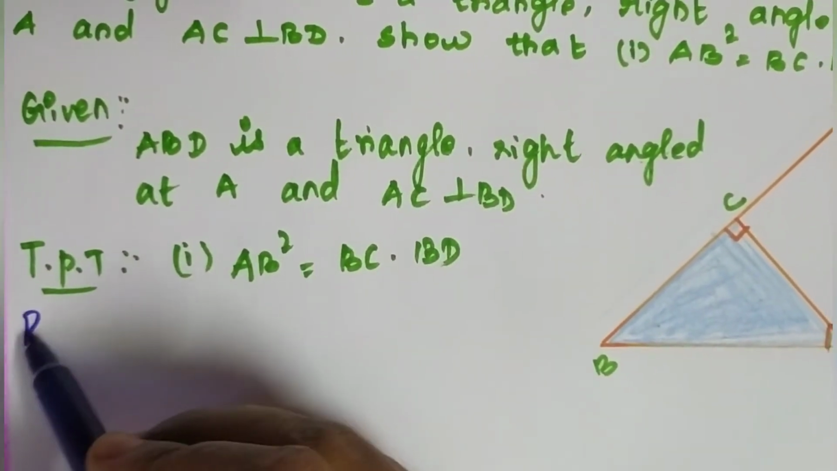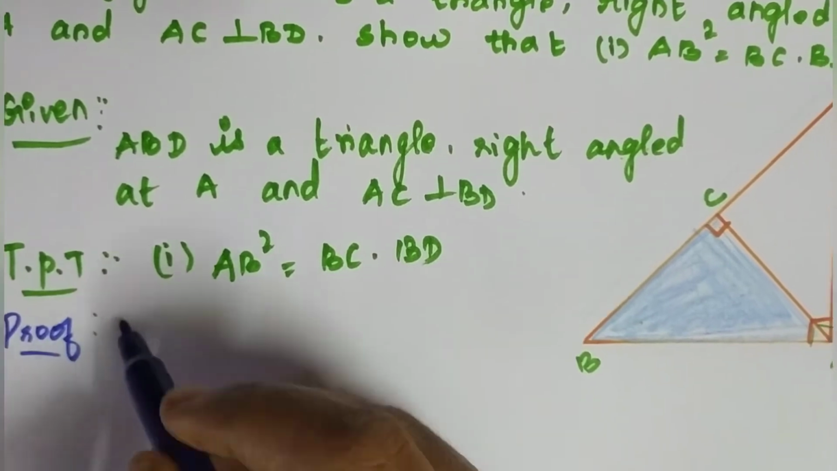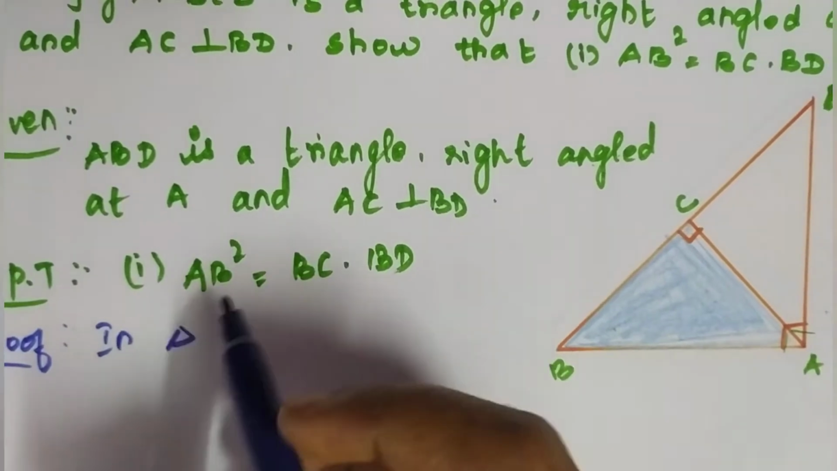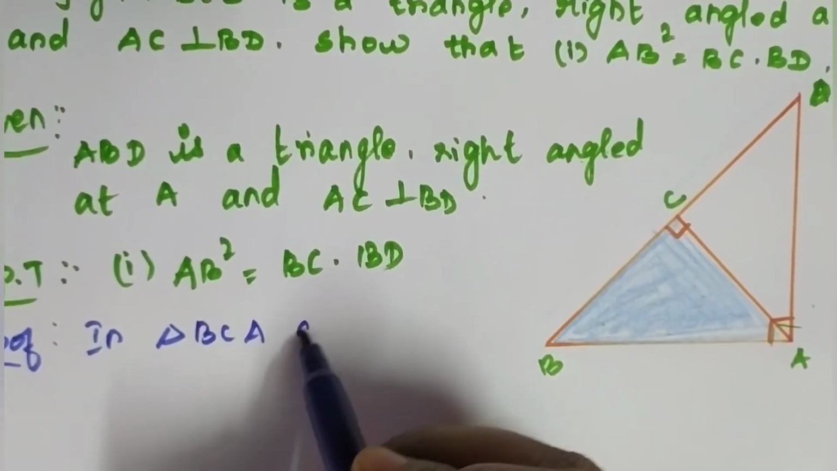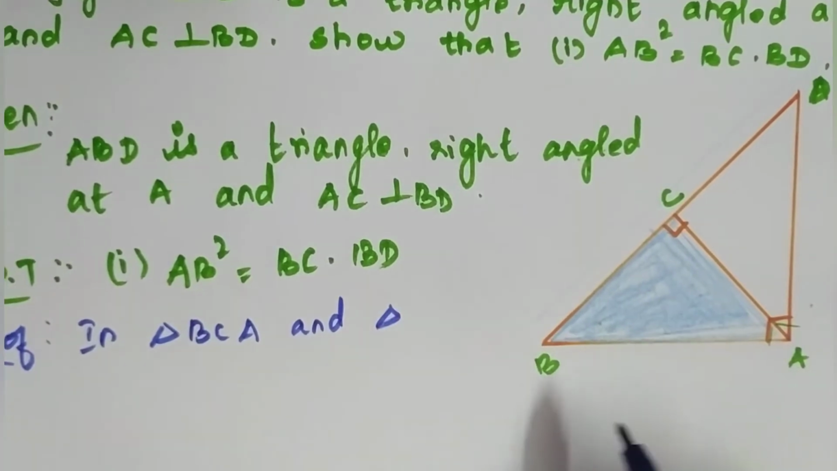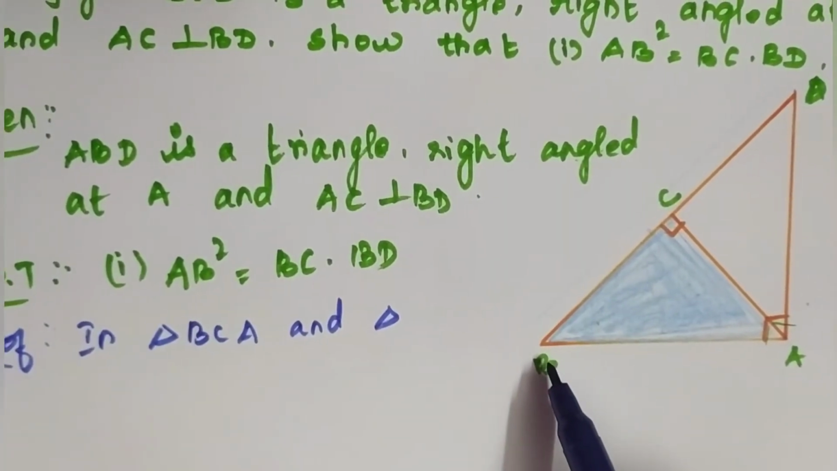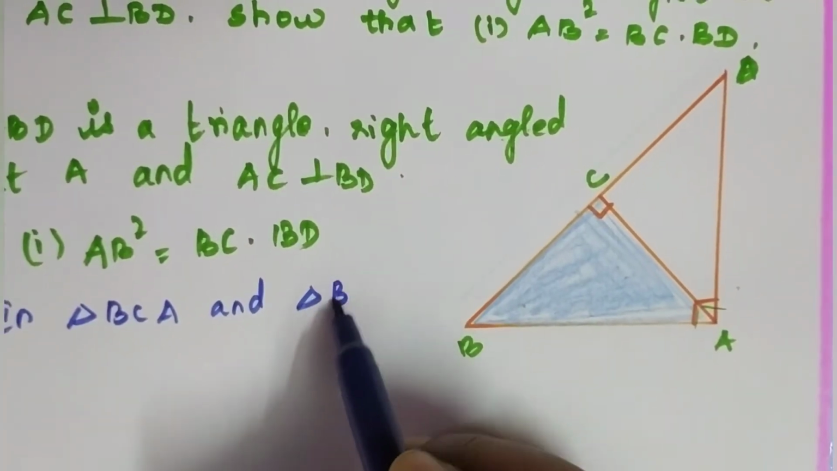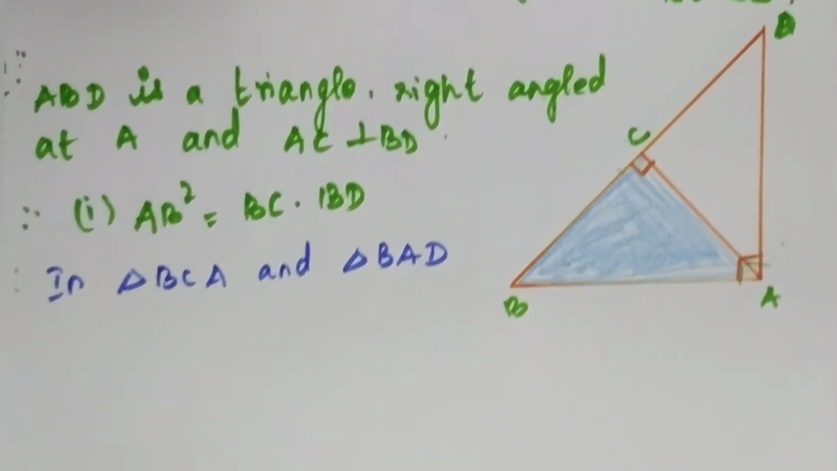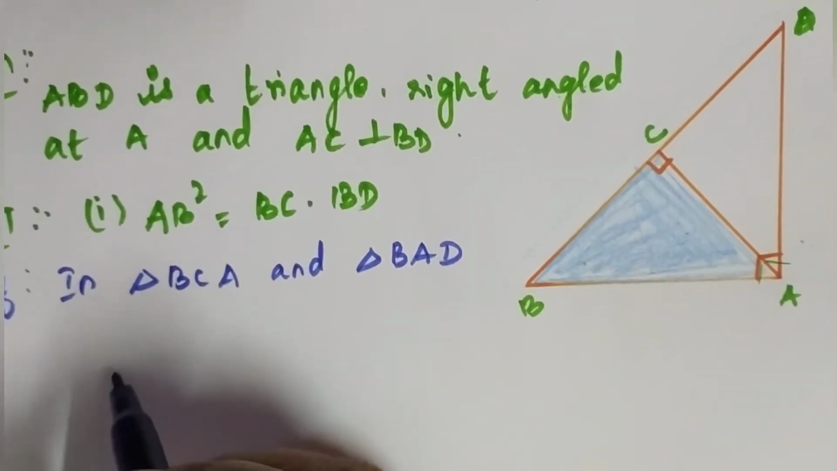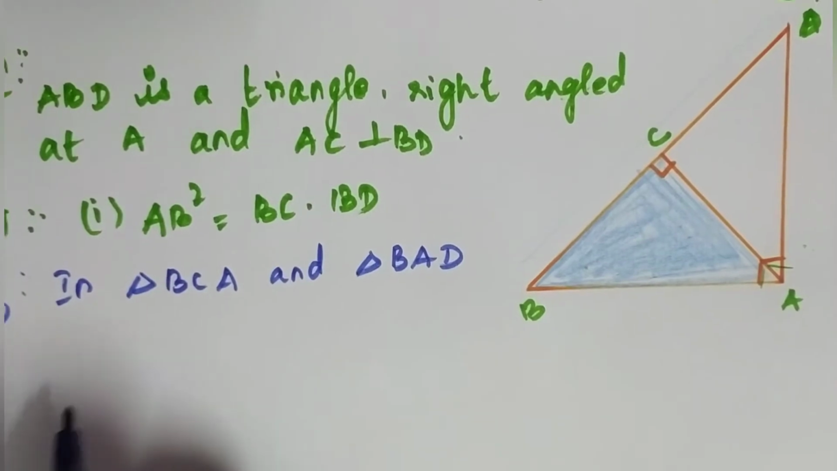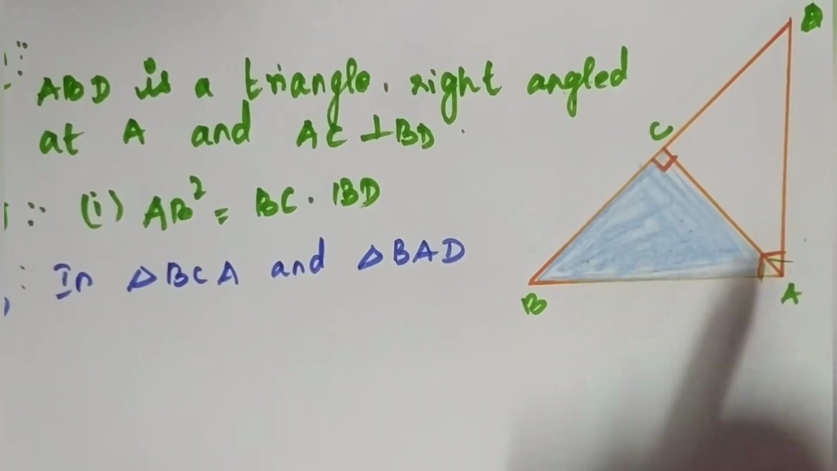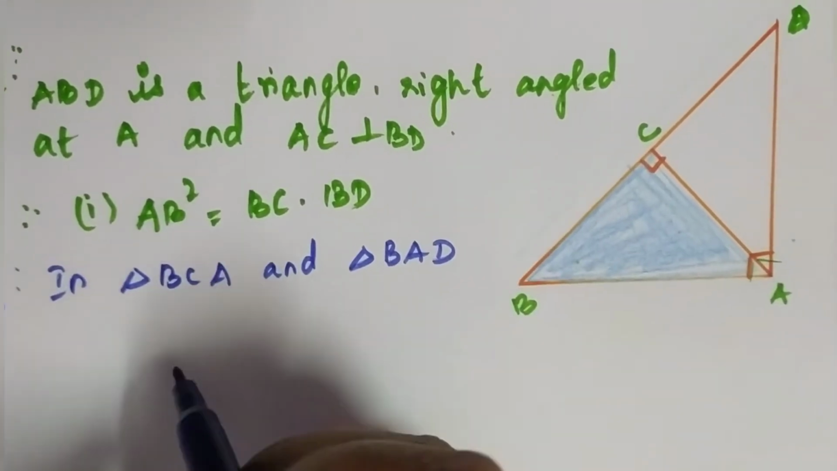Proof. In triangle BCA and triangle BAD, two triangles we have taken. Now how can we prove that the two triangles are similar? That is, angle C in this triangle and angle A in this triangle are equal.